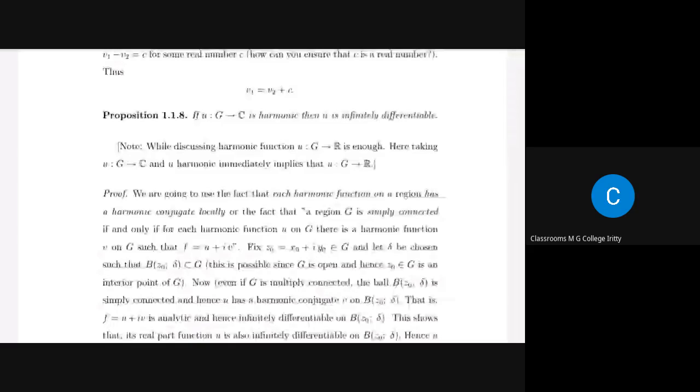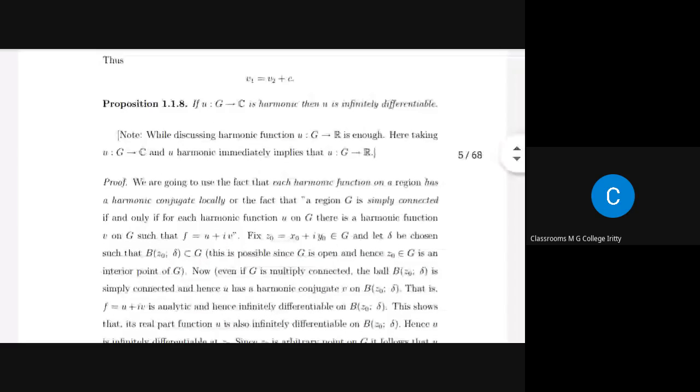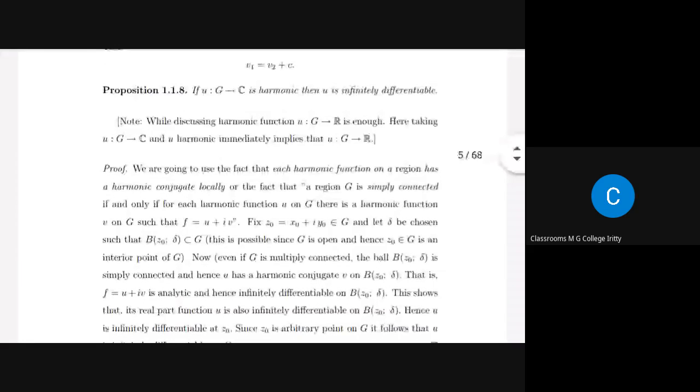If it is multiply connected, then fix z0 equal to x0 plus i y0 belonging to G, and choose delta such that B(z0, delta) is a subset of G. This is possible because G is open and hence z0 is an interior point of G. So even if G is multiply connected, the ball B(z0, delta) is simply connected and u has a harmonic conjugate v on B(z0, delta). So in both cases, we find an analytic function f equal to u plus iv.